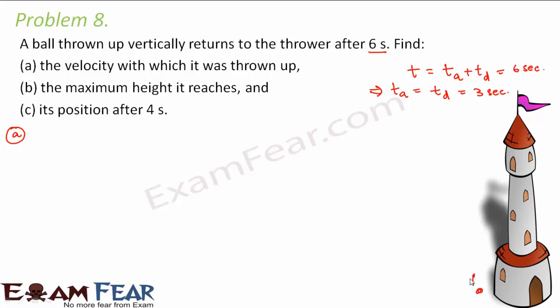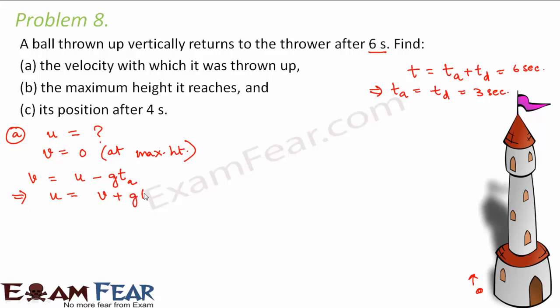So the stone was thrown up from here. So we have to calculate the initial velocity, right? Now the stone will reach a maximum height. So at maximum height, the final velocity will be equal to 0. Correct? So we can make use of the first equation of motion, that is v is equal to u minus g ta, minus because the stone is going up, so the acceleration would be negative, where ta means the time of ascent, the time taken to go up. So using this we can say u is equal to v plus g into ta.